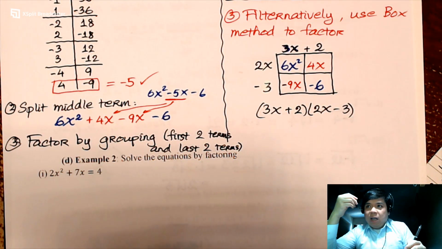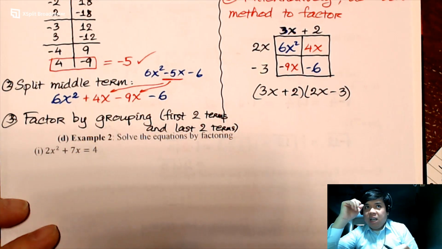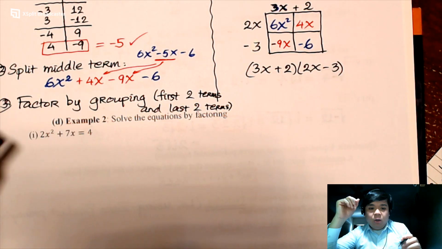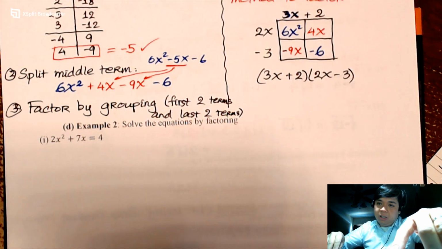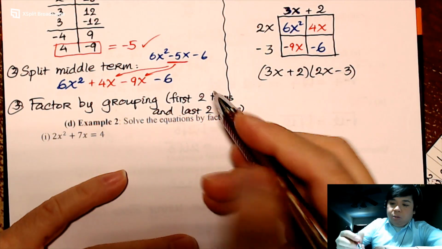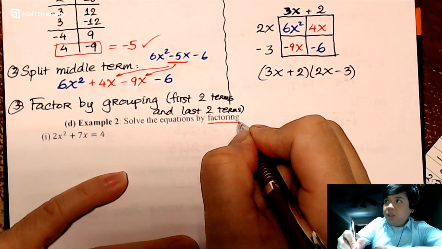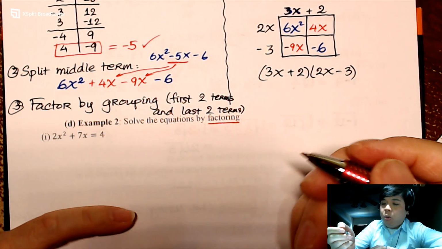And from factoring, the next step to solve the equation should be simple. The last step is simple. Now look at the equation. Solve equation by factoring. Solving an equation by factoring means we're going to use the zero product principle.